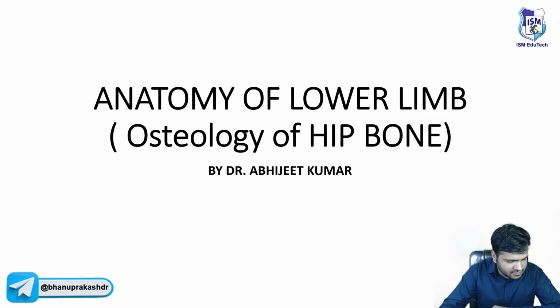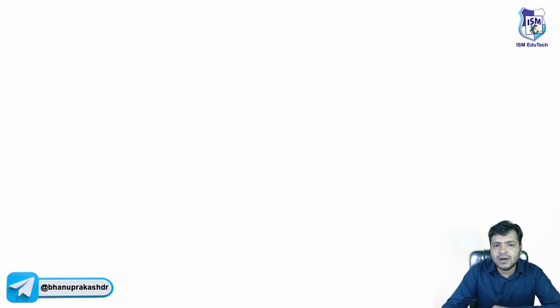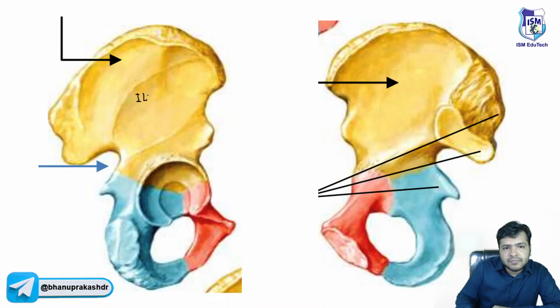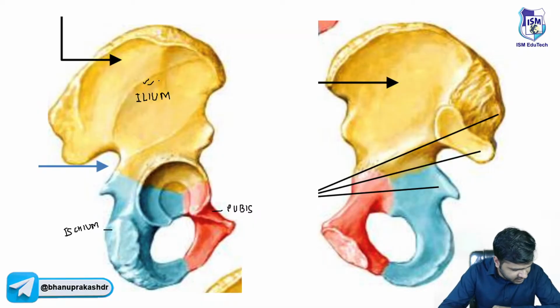Before starting the session, I hope you all have revised what we discussed yesterday, that is about the ilium bone. The hip bone has three parts: the ilium, the pubis and the ischium. I have already discussed the ilium part yesterday, so I will be focusing my discussion today on ischium and pubis.